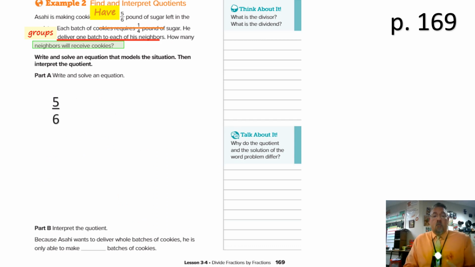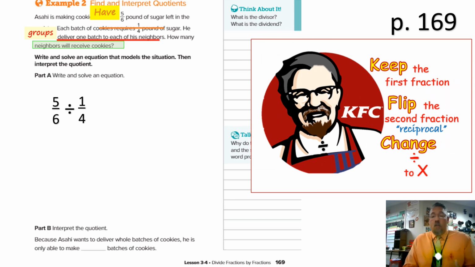cookies? So when I set up my math, I know I'm going to start with what I have. That's my 5/6. I'm going to divide it into my equal groupings, which is my 1/4. I know I can't divide fractions, so I'm going to KFC it. I keep my first one. I'm going to change my 1/4. I'm going to flip it into 4 over 1. And then I'm going to change my division into multiplication.